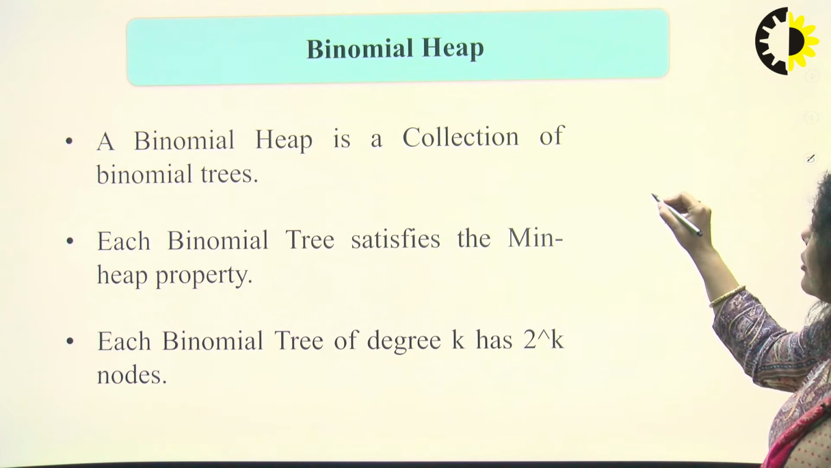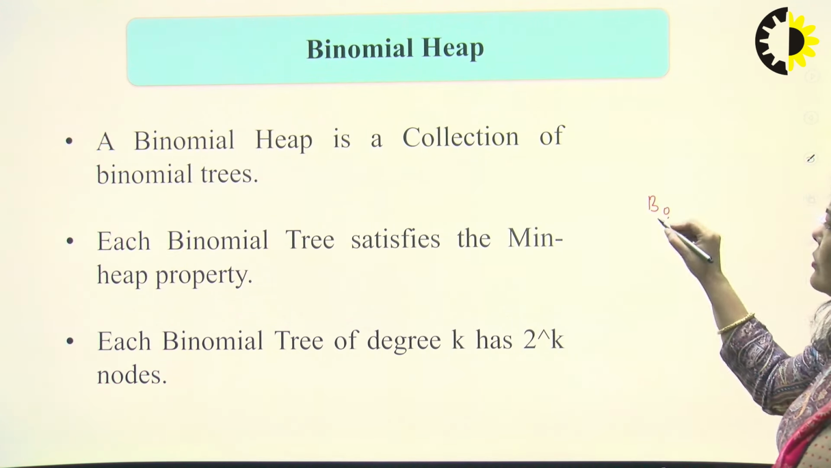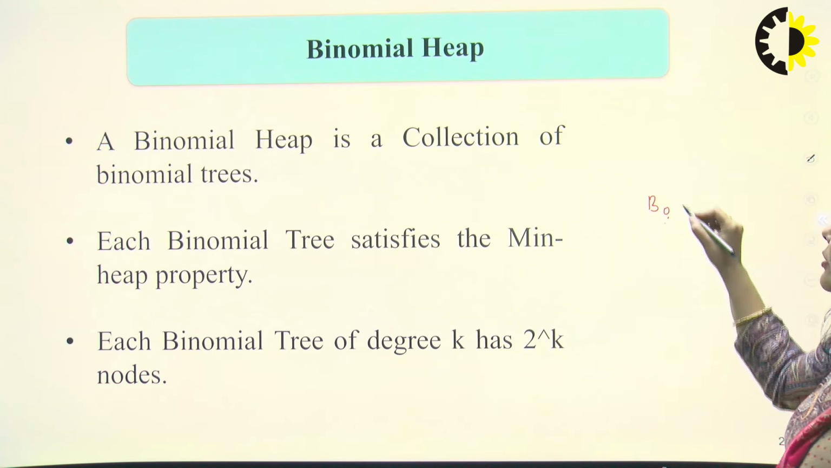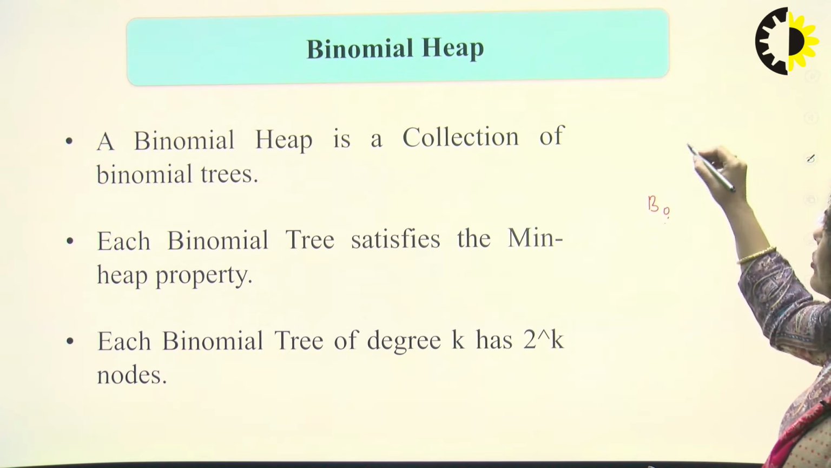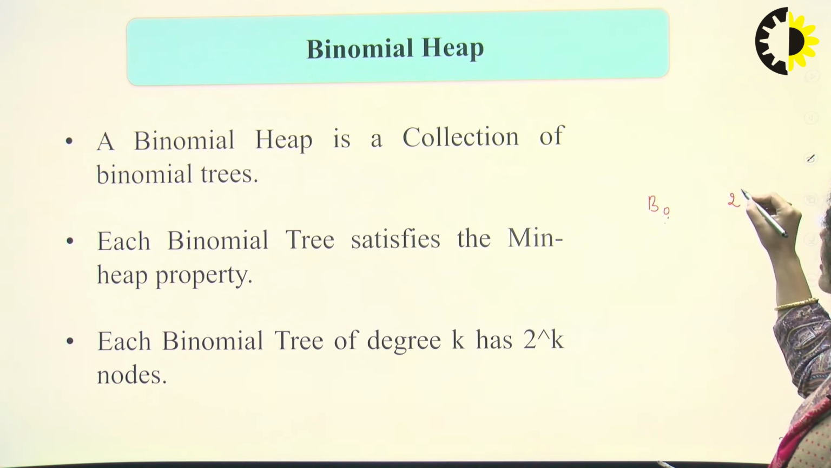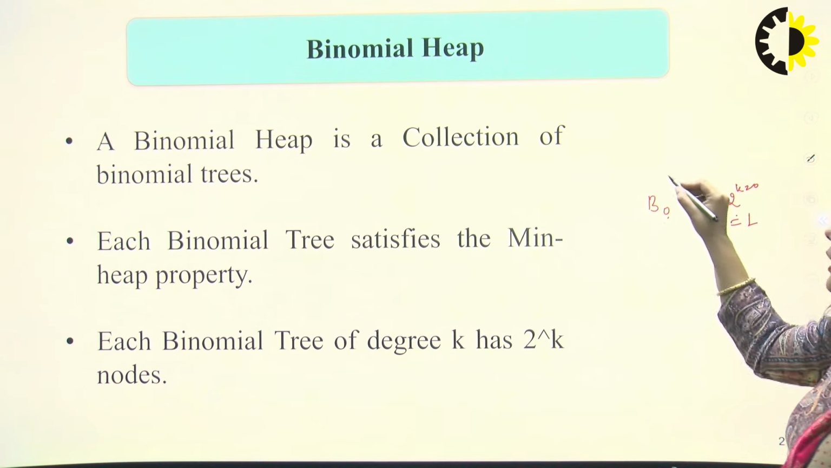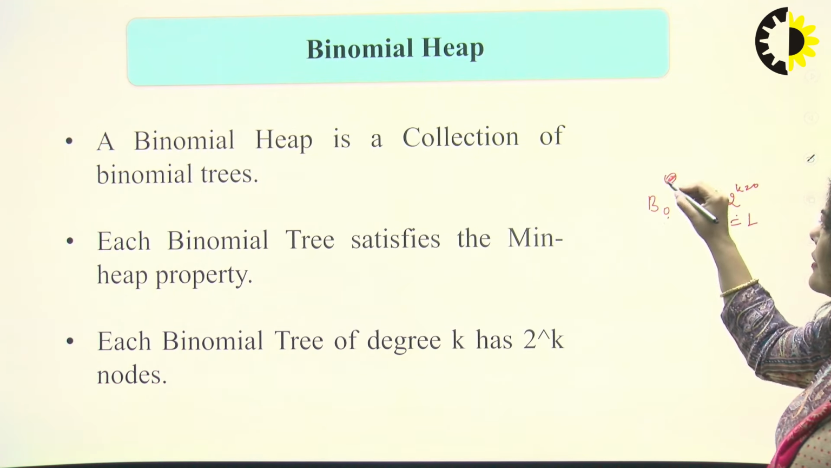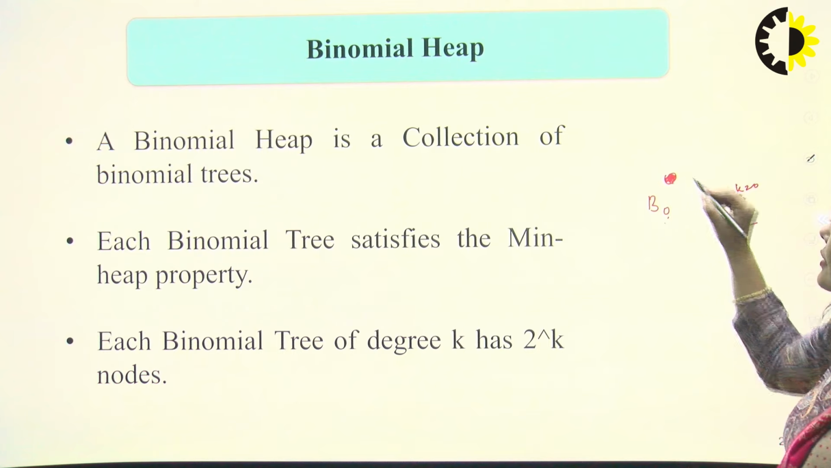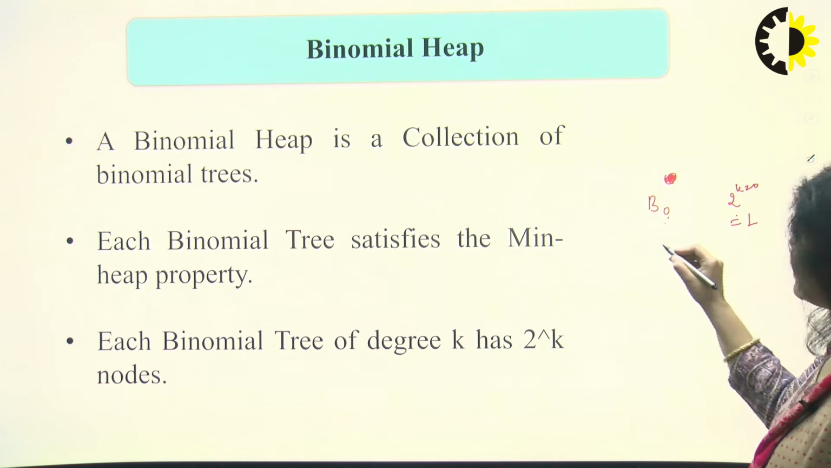So if we need to create a binomial tree of degree, for example, 0, this B0 binomial tree, the total number of nodes we can compute from the expression 2 raised to the power k, and k here is equal to 0. So we can say that this binomial tree is going to have only one single node in it, and we can represent it like this. So we only have a single node in the case of a binomial tree with degree 0.